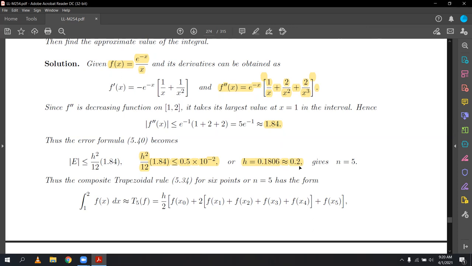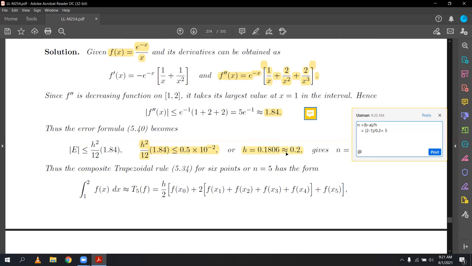So when you have 0.2, what is your n? Because you already know the formula of n. n is always equal to what? B minus A divided by h. B is what? B is given, 2. A is given, 1. And h, as you just found, is 0.2. So this means n is equal to 5. When you have h equal to 0.2, how many points do you have? n is 5, so you have 6 points.